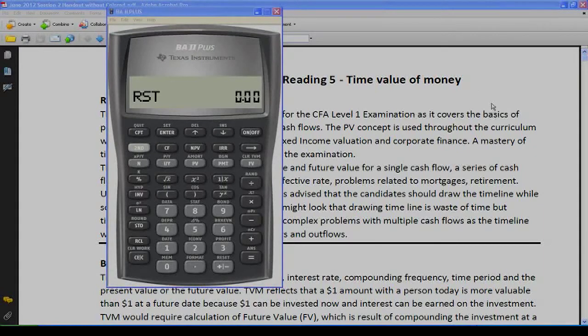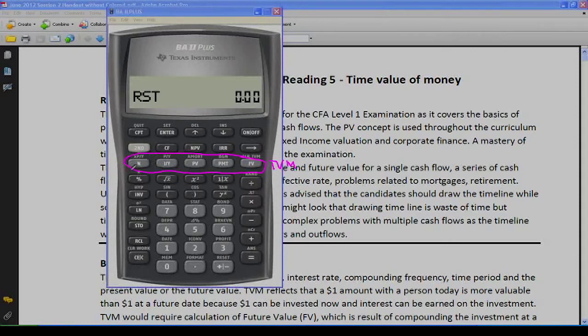In this calculator, if you see, there are lots of functions which will be new for you. In fact, in today's session, we will be going through this function of the calculator. This is your time value of money functions, which covers the time value of money concepts. We'll be using these buttons to compute the time value of money calculations we'll be doing.